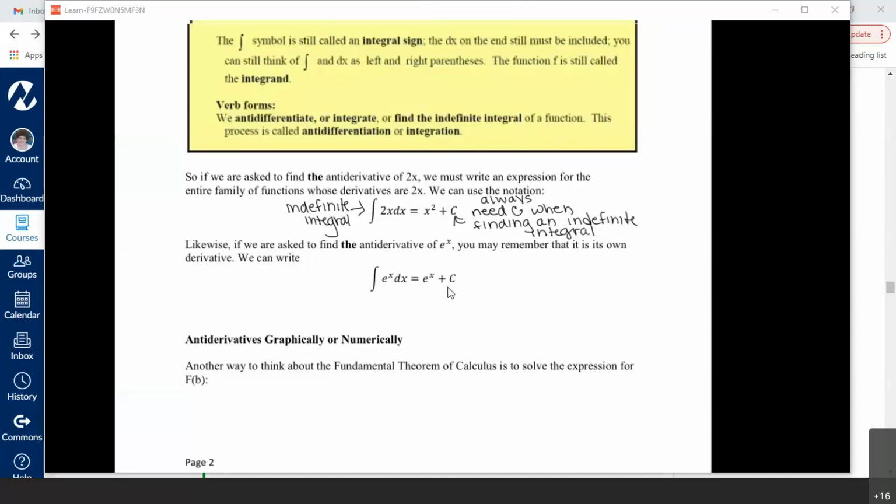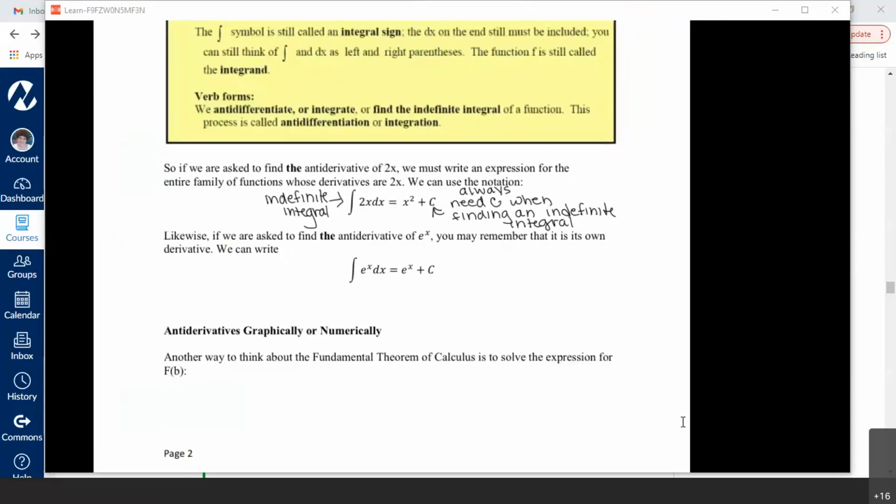So again, what you want to imagine here is this function on the left is your rate function, your derivative, and this process is giving you back the function it came from. And again, I haven't given you rules for doing this. This is just based on memory. We remember 2x is the derivative of x squared, e to the x is the derivative of e to the x. There are no rules yet.